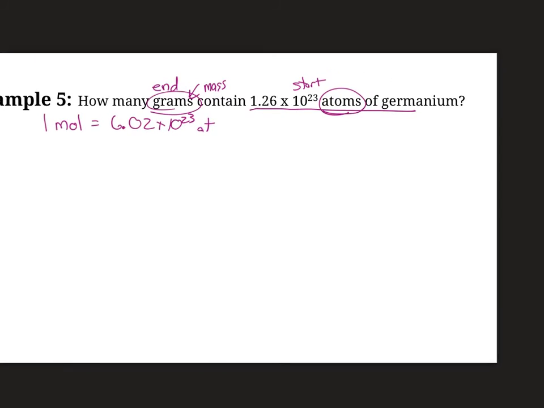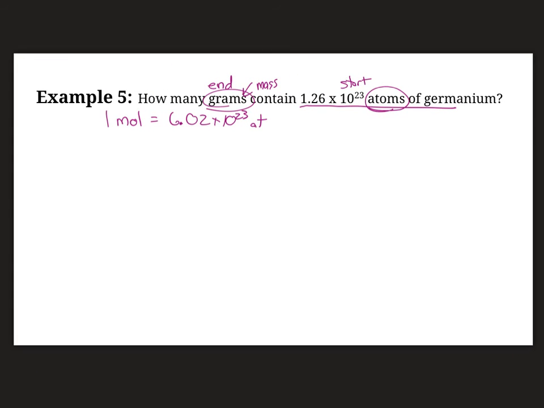So I see the word grams or mass, so now I also know I need the mass from the periodic table. We're talking about germanium, so 1 mole of germanium, which is Ge. It's over there on the right side, element number 32. The number of grams, 72.61 grams of germanium. All right, so I have my pieces.